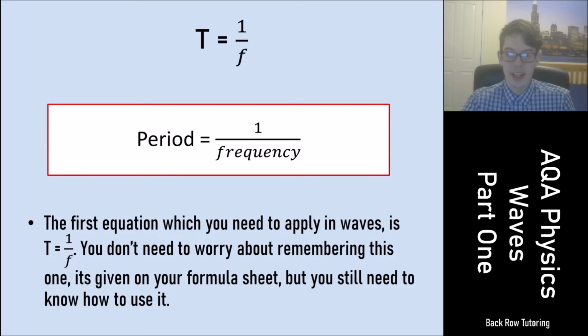This equation is the first equation which you need to know how to apply in the waves topic. Period is equal to 1 over frequency, where period is measured in seconds and frequency is measured in hertz. You don't need to worry about remembering this one. It is given on your formula sheet, but you still need to know how to use it.